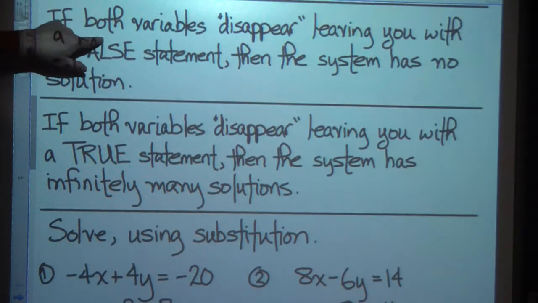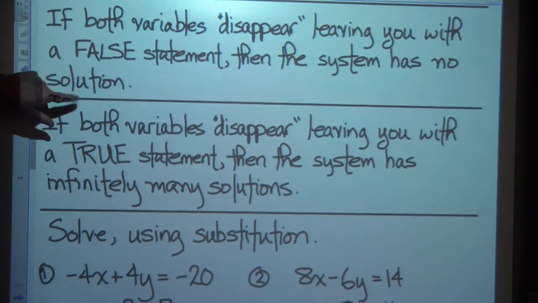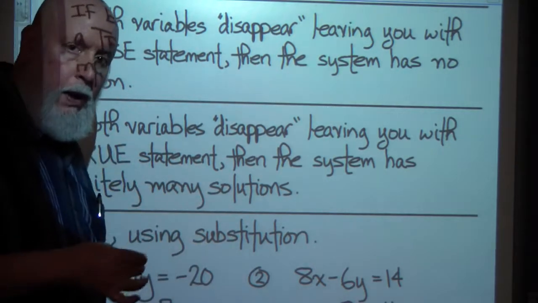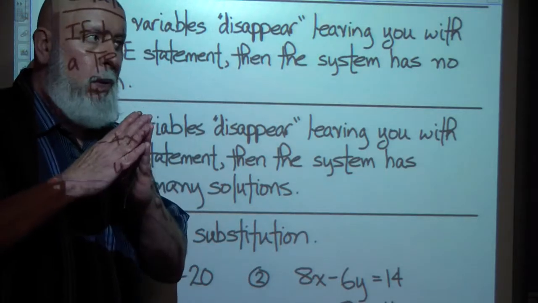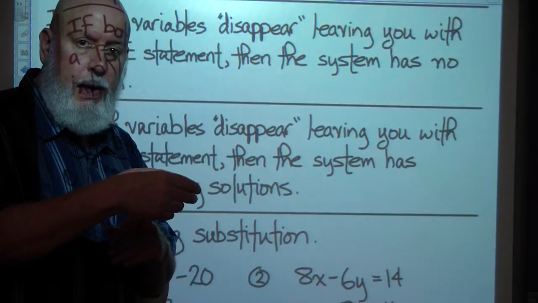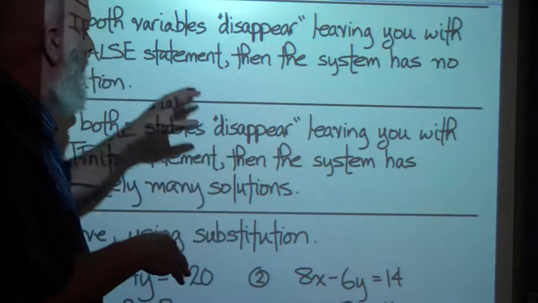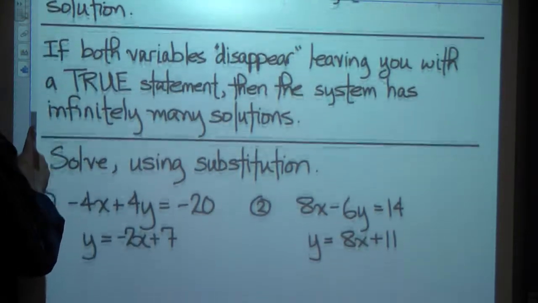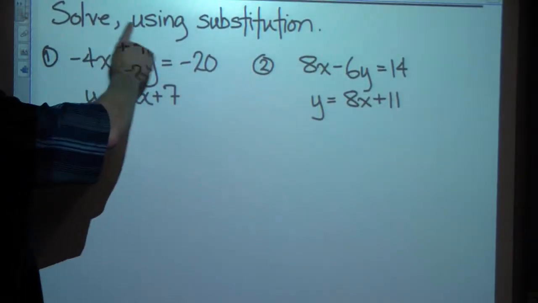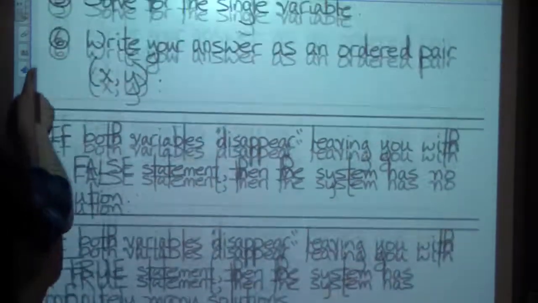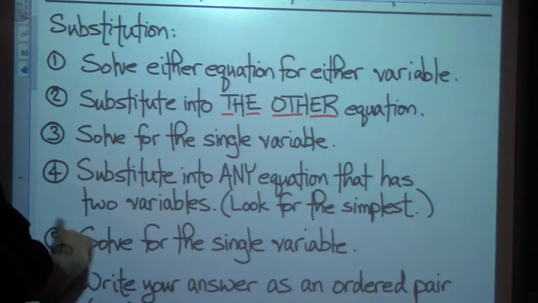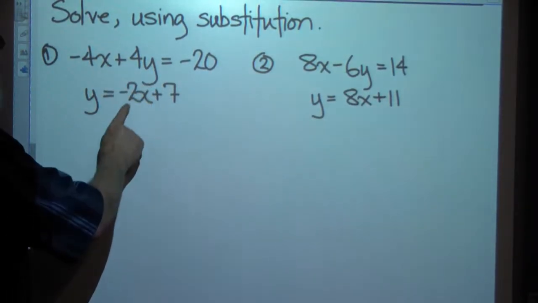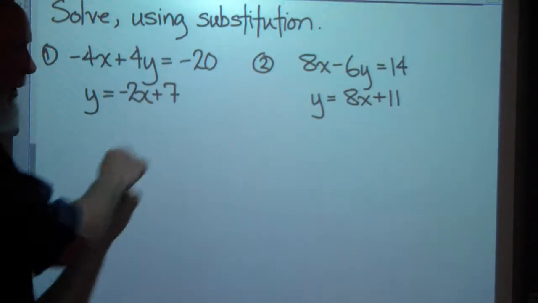Here are two situations we may run into. A system has no solutions or a system has infinitely many solutions. We will not run into that today, but we will run into it 2 days from now in our next lecture. So we're not going to pay any attention to this for now. What I'm going to do is solve using substitution. That is these 6 steps. And that will give me an x and y value that will make both of these equations true.